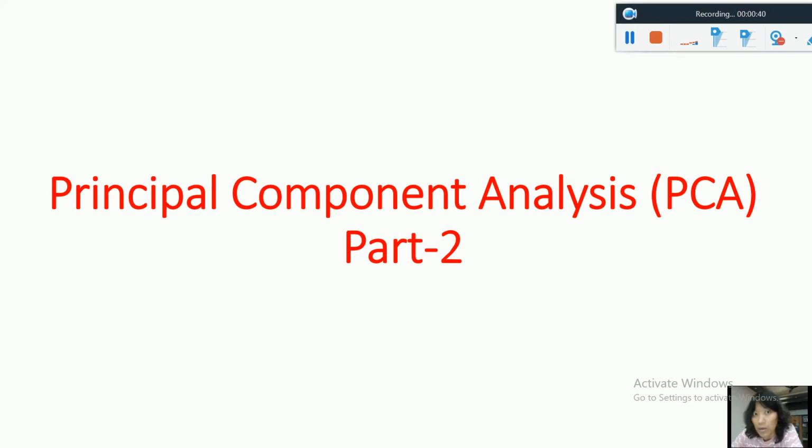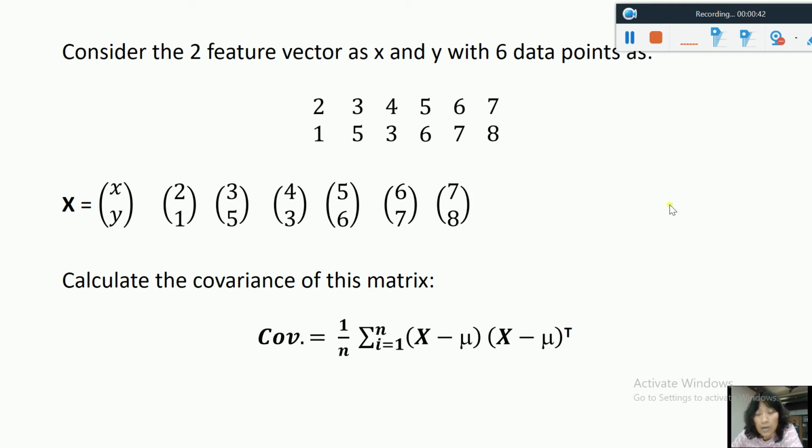So let's start. Let us consider the feature vectors x and y with these 6 data points. As the first step to calculate the principal component, we need to calculate the covariance of the matrix. The formula for the covariance matrix is this. We will calculate step by step: firstly we will evaluate this, then the summation of it, and then the whole covariance equation.